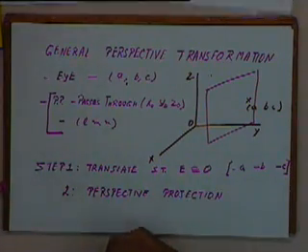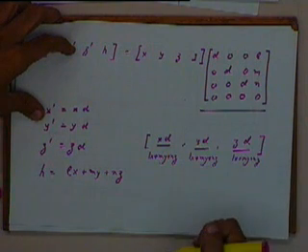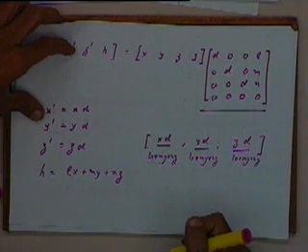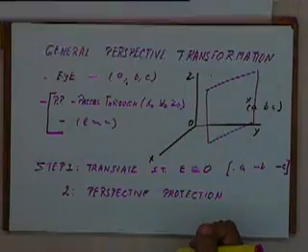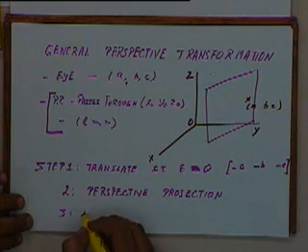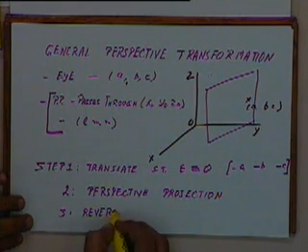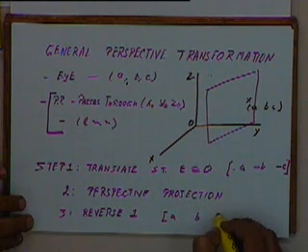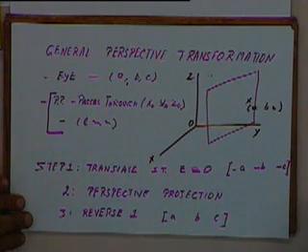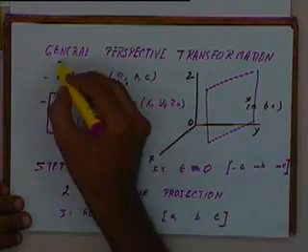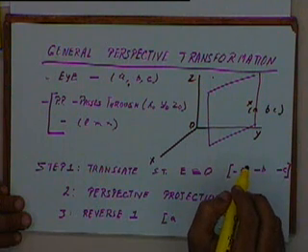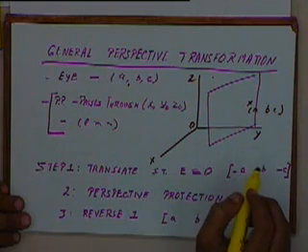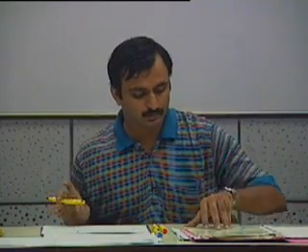Okay, and this projection is given by this vector. And then in step 3 we will just do the reverse of step 1, which is translate by A, B, C. And then the combination of these three will give us the general perspective transformation. Any question up to this point?